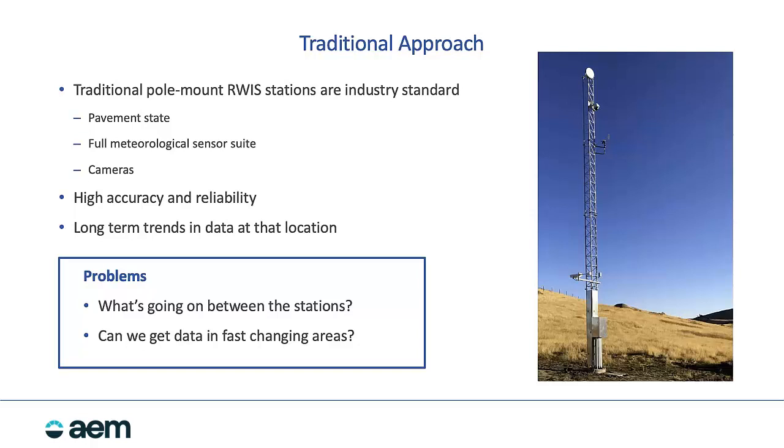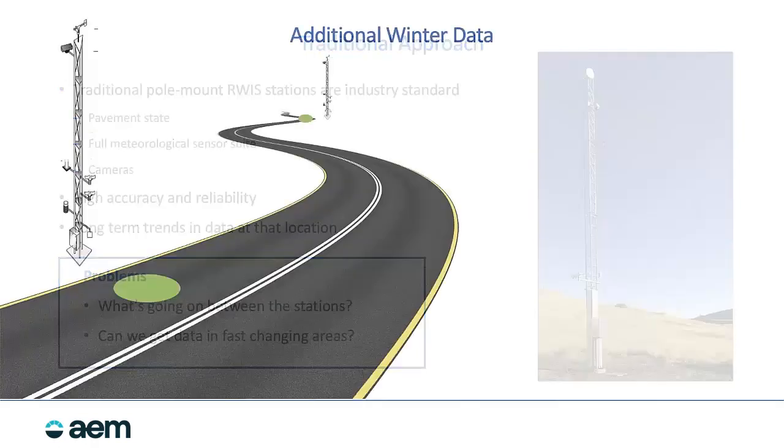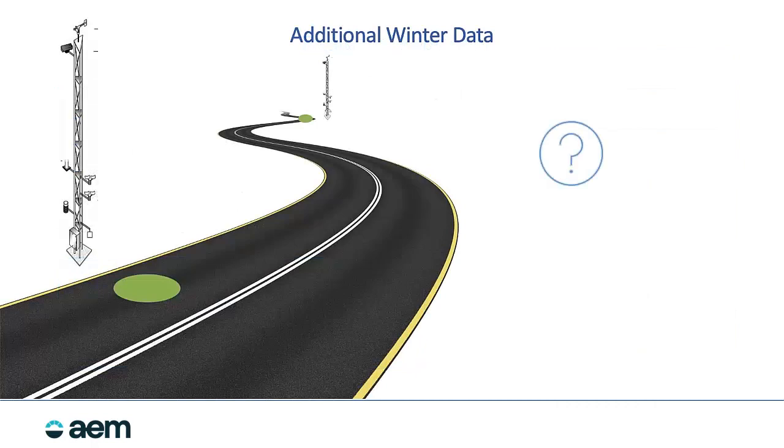When we look at a roadway system, you might at the most have a couple hundred of these stations, and we're talking thousands of miles of roadways and trying to make decisions off of just a couple hundred data points. And conditions and priorities change very fast when we're looking at winter weather and its impact on roads.